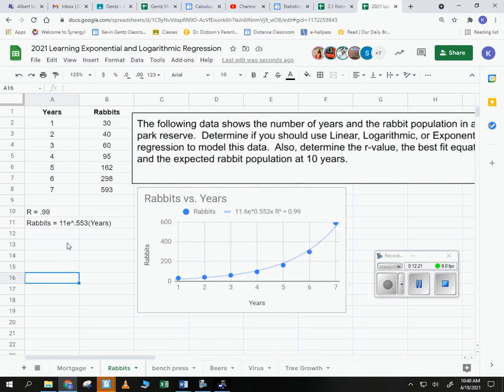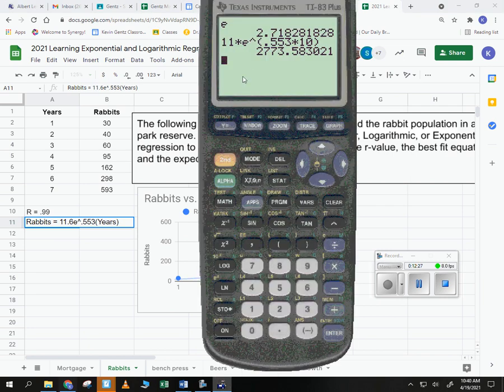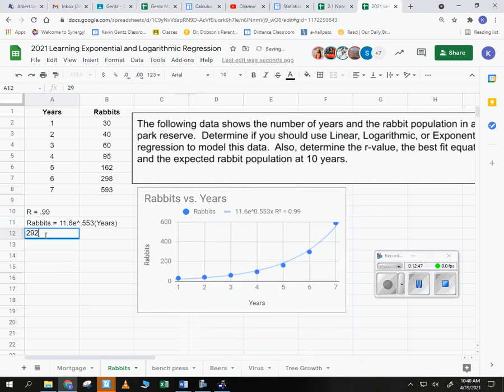Oh, sorry about that. It's 11.6. We'll be back here again. 11.6 times E raised to the 0.553 times 10. 11.6 definitely makes a difference. 2,924. I'm going to pause and make sure everybody has an option.